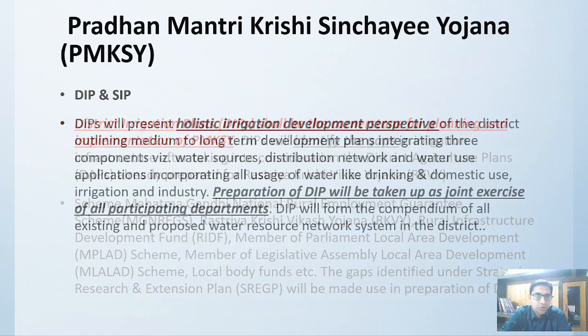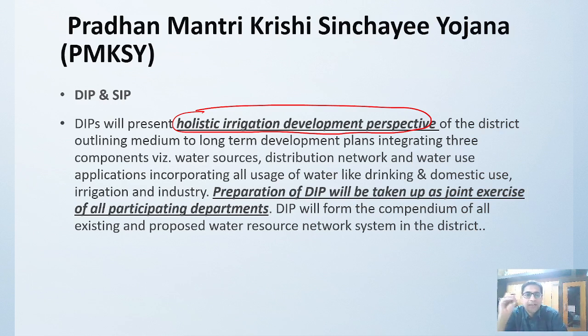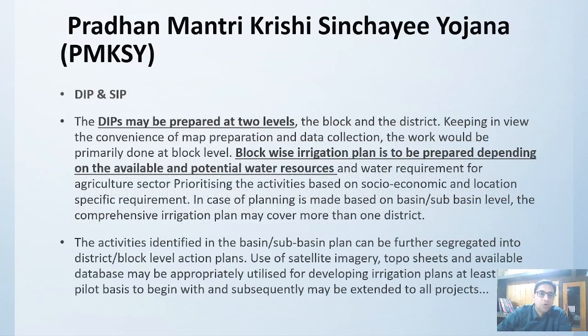The district irrigation plan will create a holistic irrigation development perspective, because these are the last mile connectivity. They will take all the decisions, and they will take the help of the participating departments. The DIP may be present at two levels. You can go for a block level irrigation plan, or you can prepare a local level irrigation plan. Based on priority, if you are doing a block level plan, you can take the help of nearby areas.